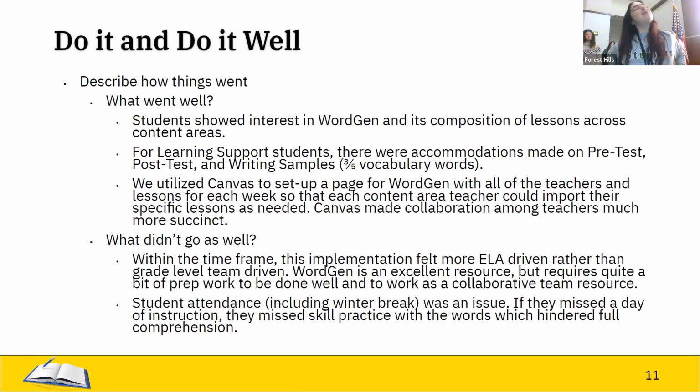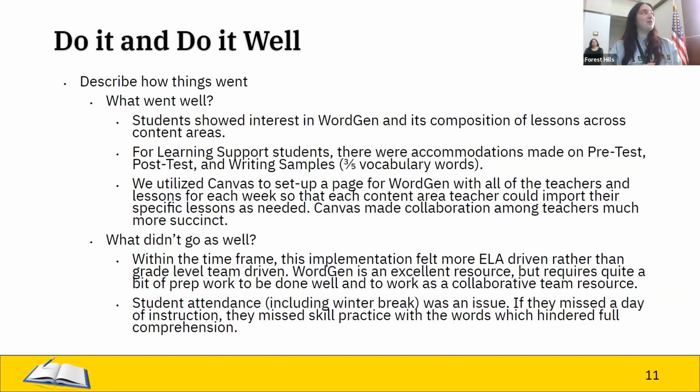Learning management system. And so what Kim did was set up a WordGen page with all of the teachers across all content areas, with each lesson for the week, so that the teachers could import each specific lesson as needed. Canvas really made our collaboration much more succinct and a lot easier to go through.